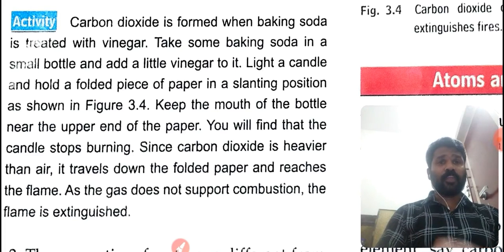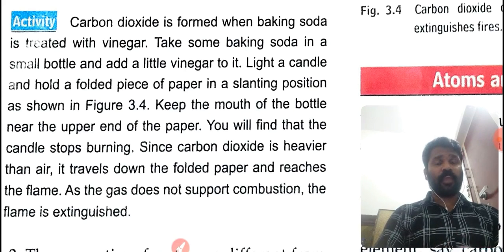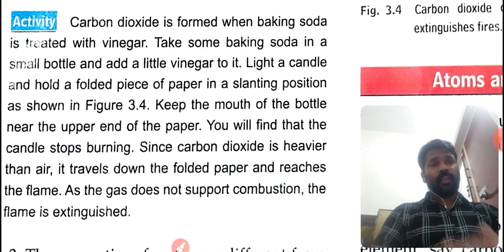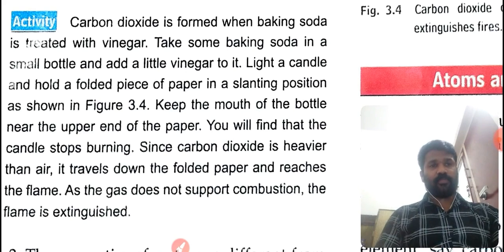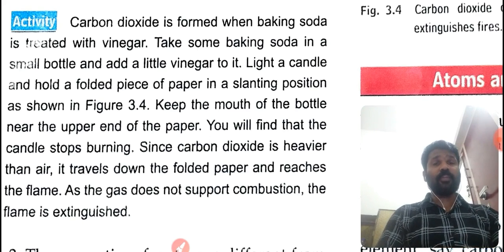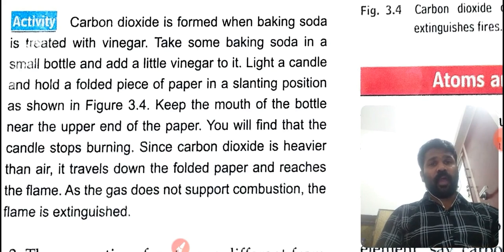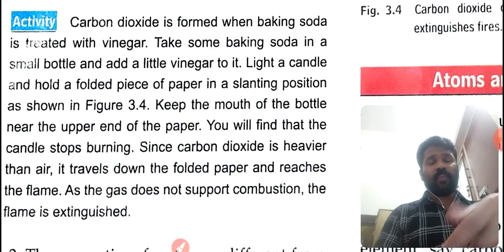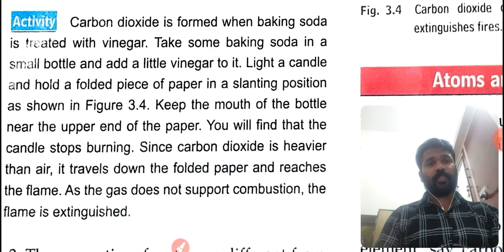Since carbon dioxide is heavier than air, it travels down the folded paper and reaches the flame. Carbon dioxide is heavier than air, that's why it goes down. The body which has more weight goes down. Here the carbon dioxide is heavier than air, that's why it travels on the folded paper and finally reaches the flame.